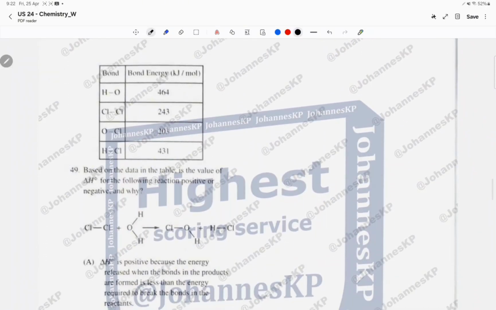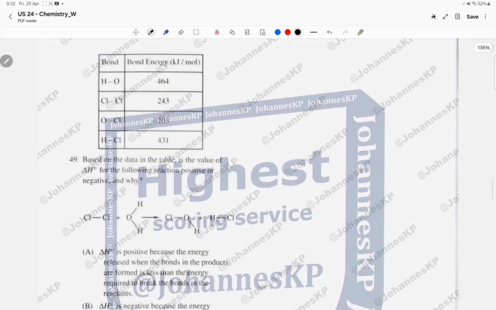Okay, 49. We should use the bond energy, which is the bond enthalpy. We must do reactants minus products. So reactant plus 2OH minus products. So ClO, OH with HCl. Let's use the calculator. So I got 73, okay, which is positive.